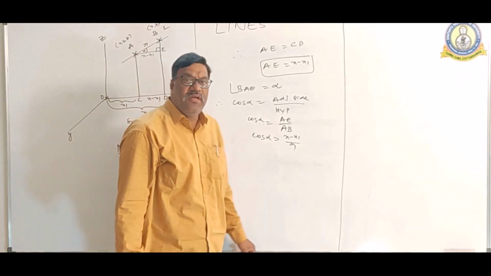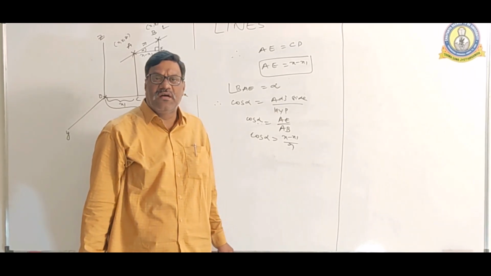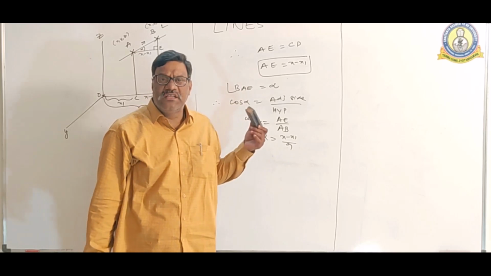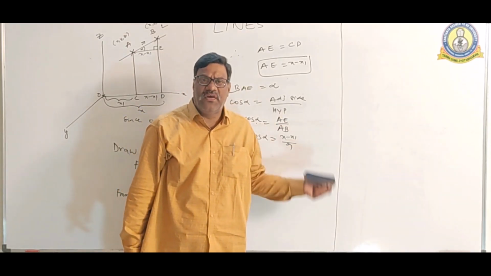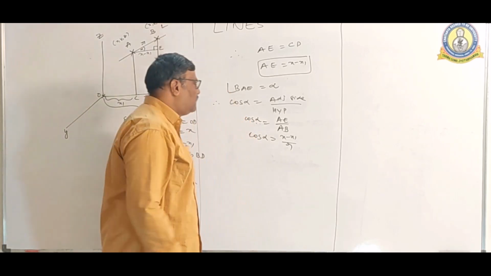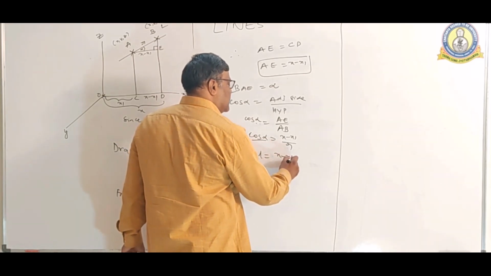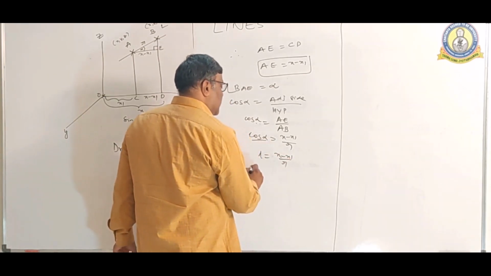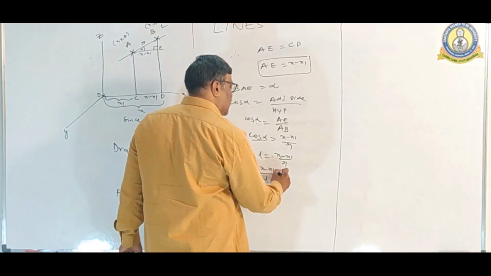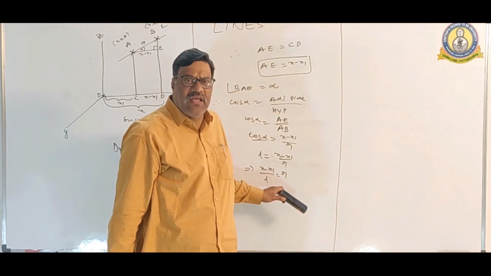We learned in the very introduction that cos alpha, cos beta, cos gamma are called direction cosines, and cos alpha is denoted by l, cos beta is denoted by m, and cos gamma is denoted by n. Therefore, I can replace cos alpha with l, so l is equal to x minus x1 by r. Therefore, I can write x minus x1 by l is equal to r. This is the value of r with respect to the x-axis.